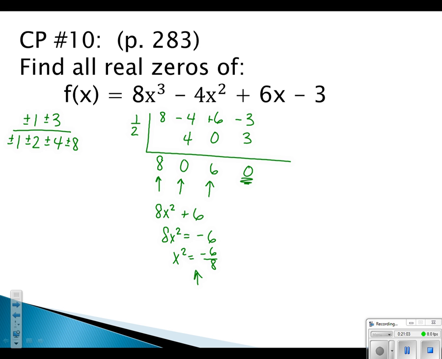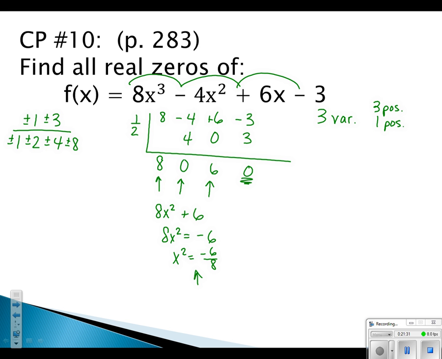Now I want you to think back to that Descartes rule. Look at my variations in sign here. Here's one variation: it went positive, negative, negative, positive, there's another. Positive, negative, there's another. There were 3 variations in my original function. So I knew there was either going to be 3 positive real zeros or 1.